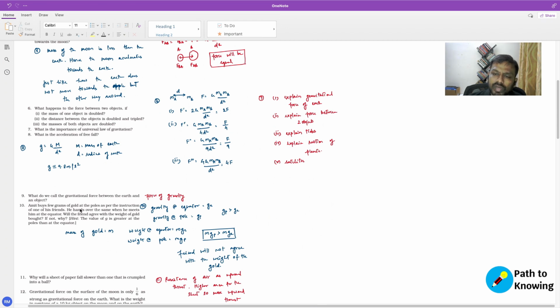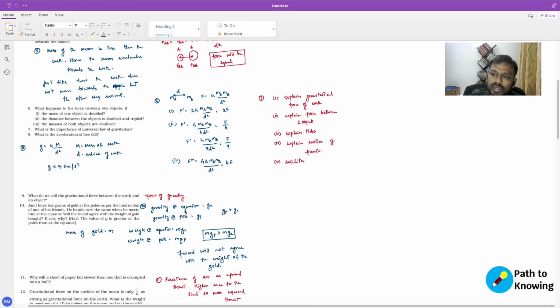Amit buys a few grams of gold at the pole as per instructions of one of his friends. He hands over the same when he meets him at the equator. Will the friend agree with the weight of the gold bought? If not, why? So the hint here is that the value of gravity, right, the acceleration due to gravity, is greater at the poles as compared to the equator. Okay, so that is a hint here.